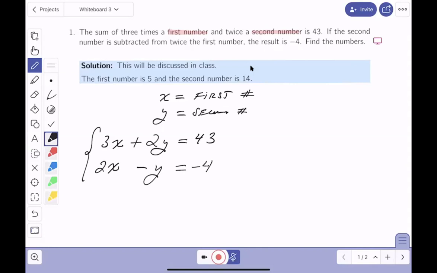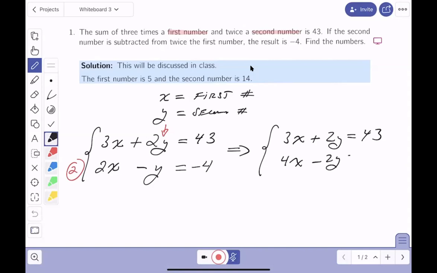This should look very familiar now. What are we going to do? We're going to eliminate. I would say eliminate the y's because it looks pretty simple. How do I do that? Multiply the second equation by 2. Let's go through that. And what do you get there? Well, you get 3x plus 2y is equal to 43. Second equation, you get 4x minus 2y is equal to -8.